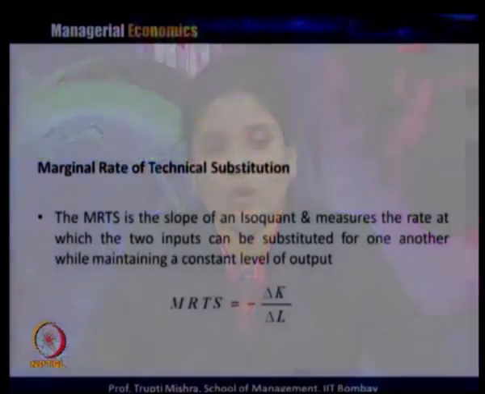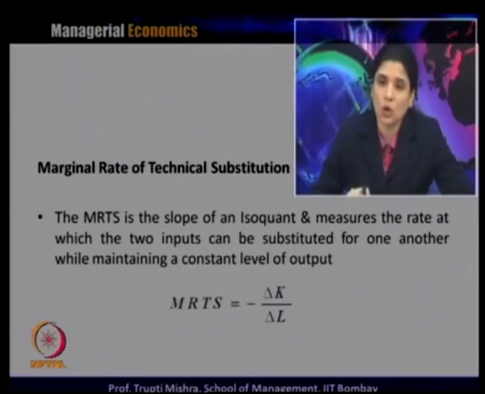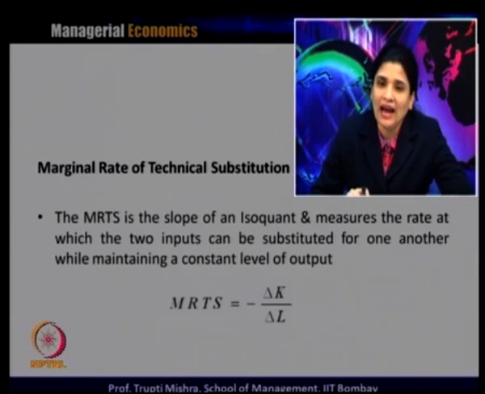So, whenever the producer changes the production process from one level to another, generally they change the input combination. When the input combination changes, the producer, while increasing the amount of one input, has to reduce the amount of the other input. So, marginal rate of technical substitution is the rate at which two inputs can be substituted for one another while maintaining a constant level of output, and this is also the slope of the isoquant.